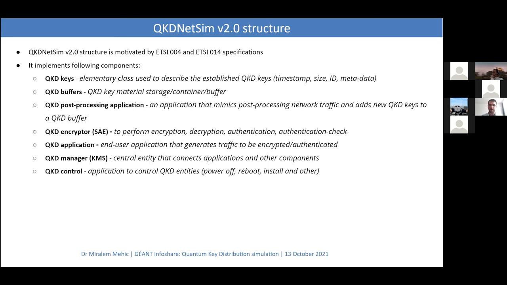We have a post-processing application that imitates the post-processing applications that generate the key. I'll talk about that a little bit later. We have the encryptor, a QKD application that imitates IPsec, MACsec, anything that consumes the key. So it's an application that consumes the key and performs the encryption, decryption, and authentication check. It is combined with the QKD application and you can define, for example, how many packets you want to send, how many packets you want to encrypt. Do you want to encrypt every packet, every fifth packet? How often do you want to refresh your key, and all these parameters? I'm going to demonstrate it later.